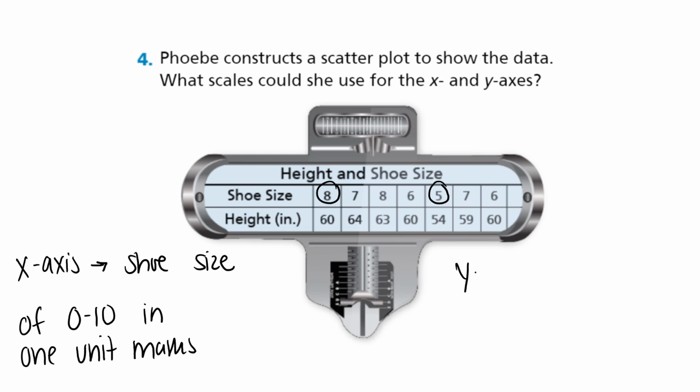For our y-axis, which is height, our smallest height is 54 and our largest height is 64. We would want to count by a value of 5 or maybe even 10. Counting 5, 10, 15, 20, or even 10, 20, 30, 40, 50 in order to get an accurate representation that is not too large of a scatter plot.